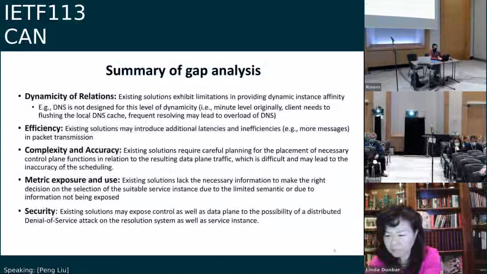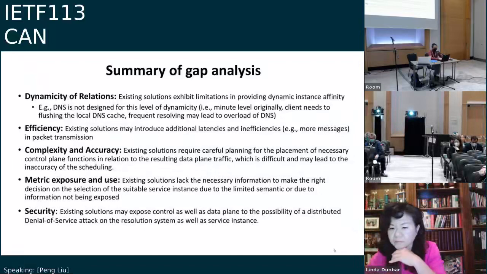And next is metric exposure and usage. Existing solutions lack the necessary information to make the right decision on the selection of the suitable service instance due to the limited semantics or due to information not being exposed. And finally, the security. It can be seen that the existing solution may expose the control as well as data plane to the possibility of DDoS attack on the resolution system as well as the service instance.